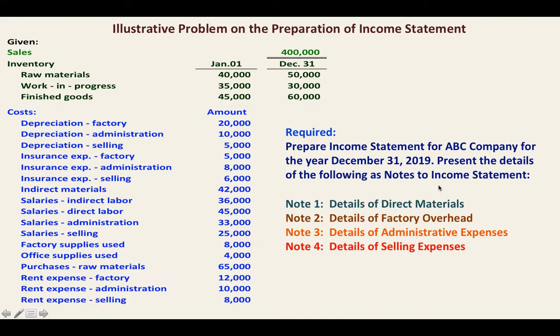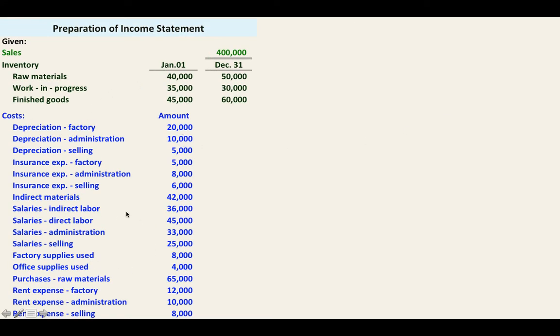Okay. So here, class, you are asked to prepare income statement. However, part of the requirement is preparing the details of direct materials, factory overhead, administrative expenses, and selling expenses. And you will present these details as Note 1, Note 2, Note 3, and Note 4. Okay? Let us proceed. So class, this is our problem.